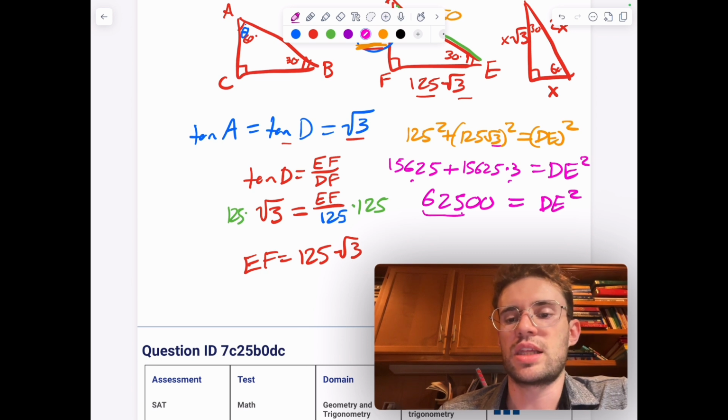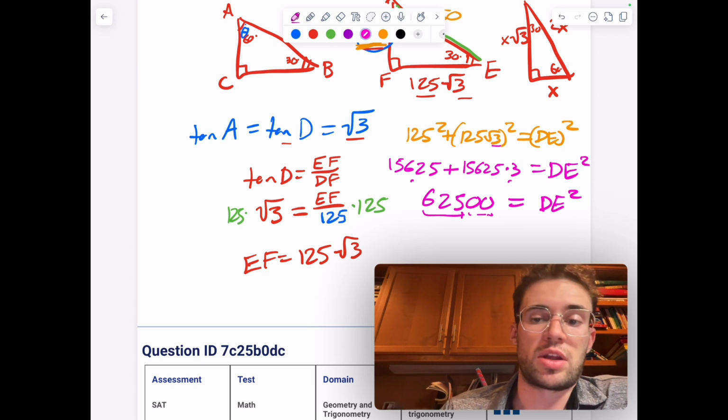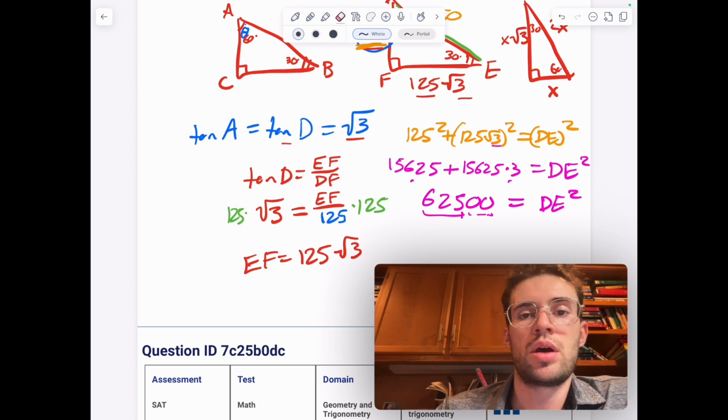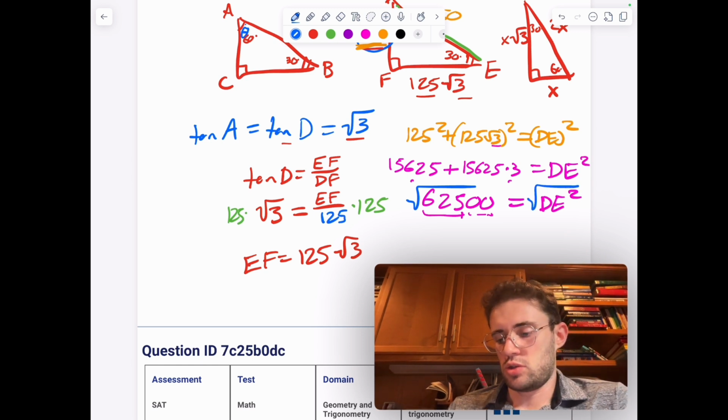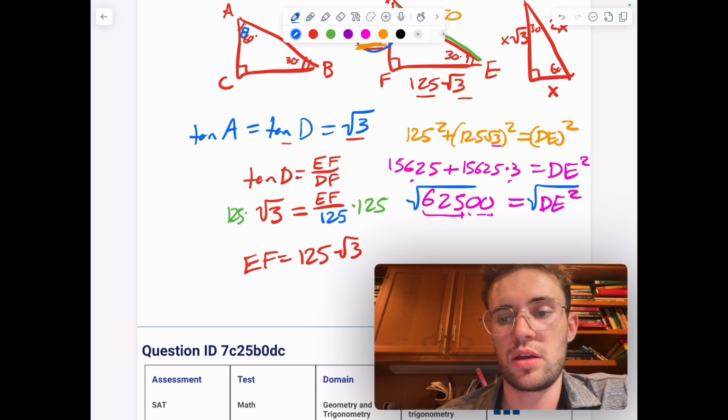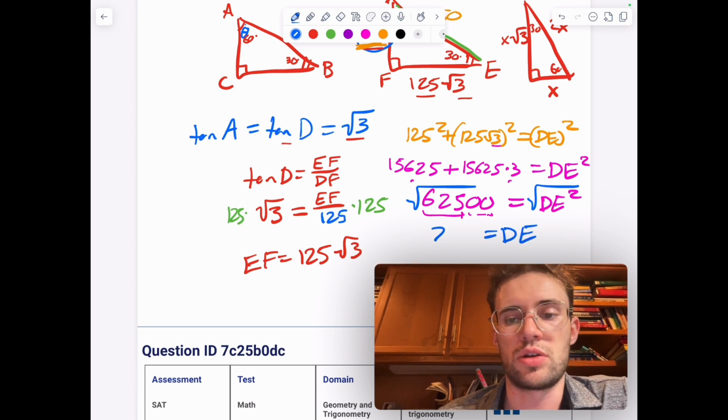Which, if you realize, this is actually 25 squared times 100, which is 10 squared. So it's going to be 25 times 10 when you do the square root. But I'll type that in the calculator just to show it as well. So if you do the square root of 62,500, it gives you 250. So DE is equal to 250.